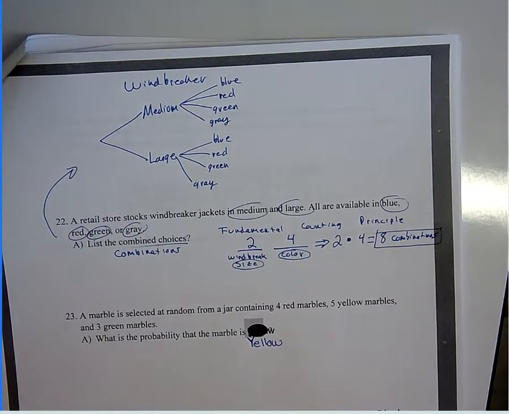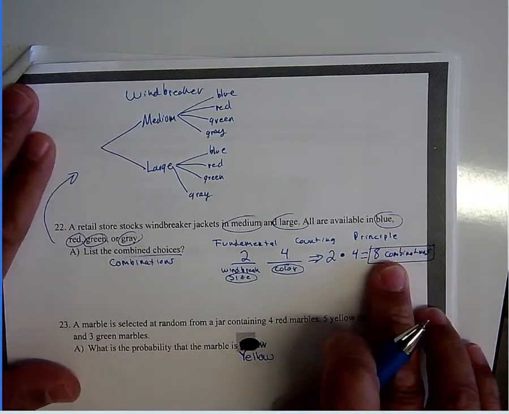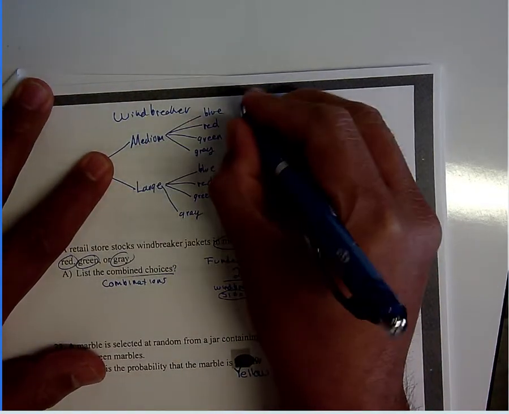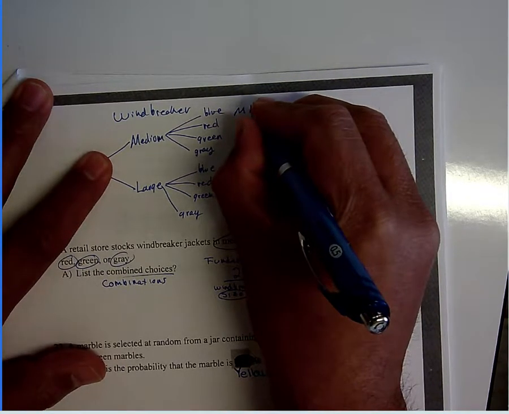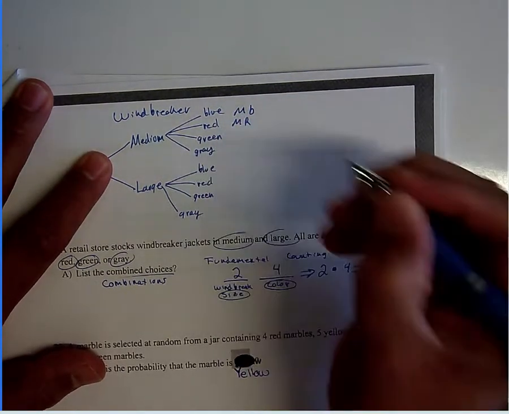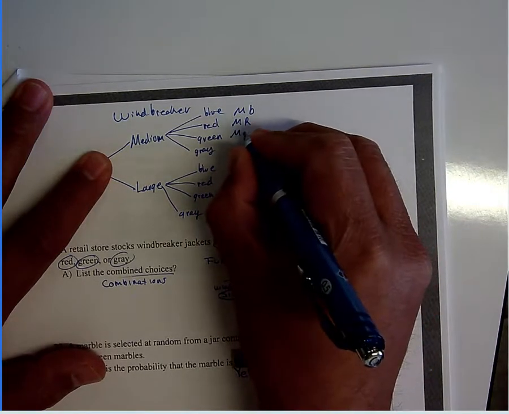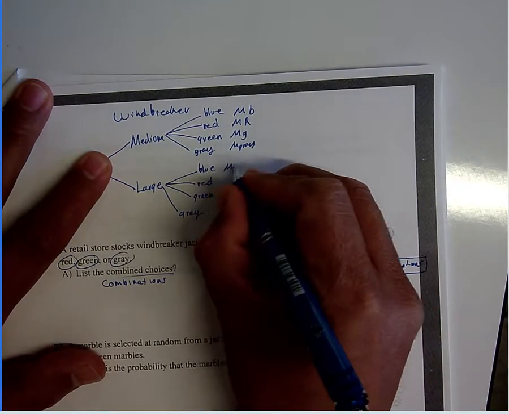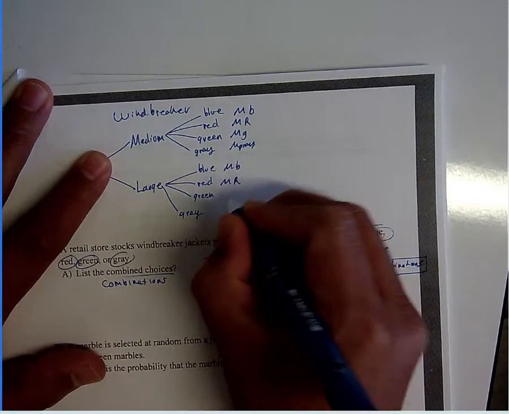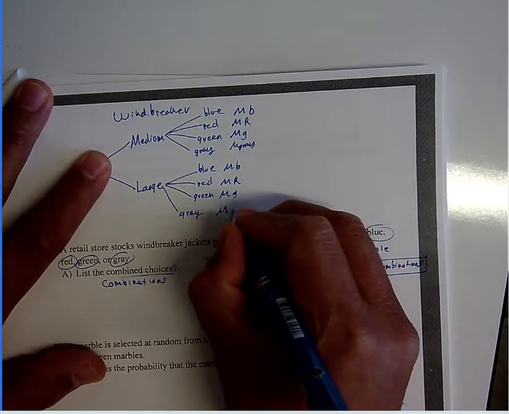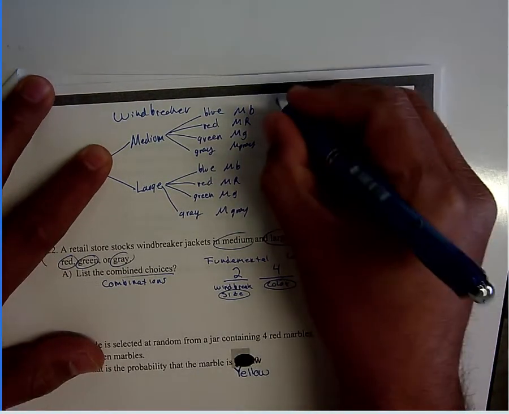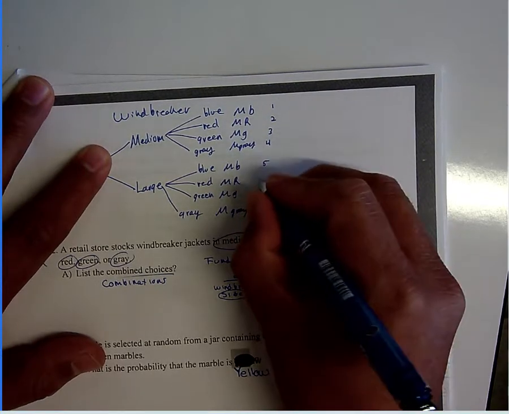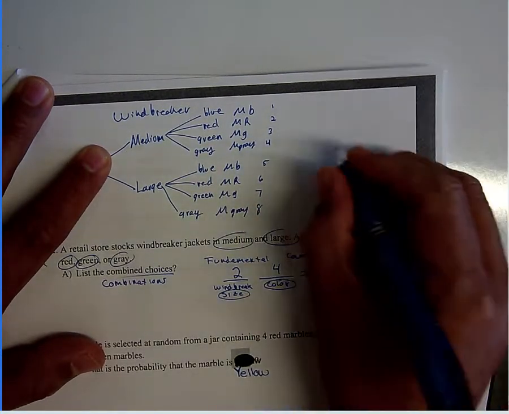So how many combinations do we have visually? We got 8, right? We know it's going to be 8. Let me abbreviate the options. We have a medium blue, a medium red, a medium green, and a medium gray. Same here: medium blue, medium red, medium green, and medium gray. Those are the options. How many are they? 1, 2, 3, 4, 5, 6, 7, 8. So we have 8 combinations.